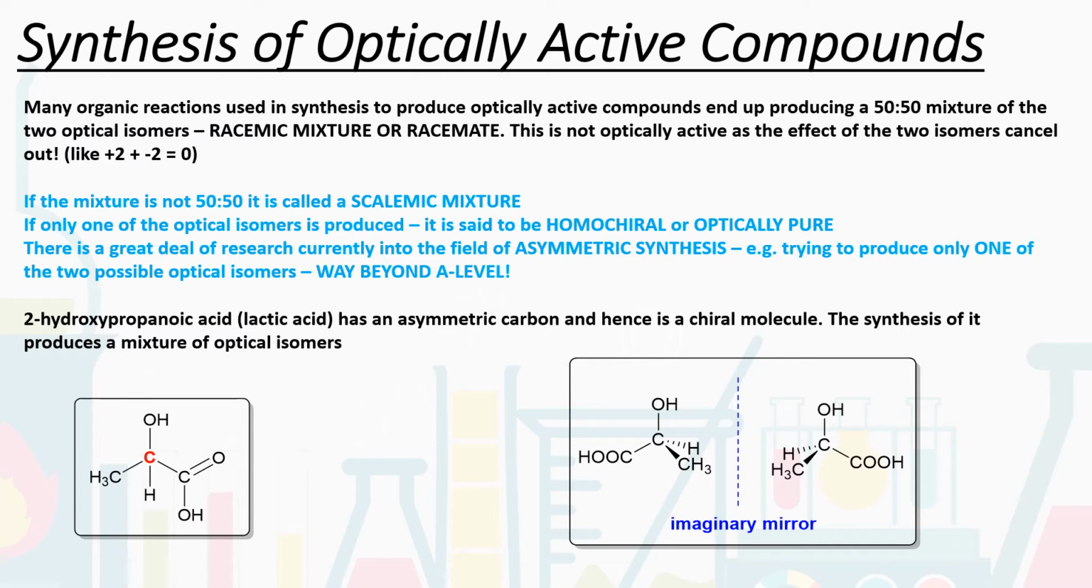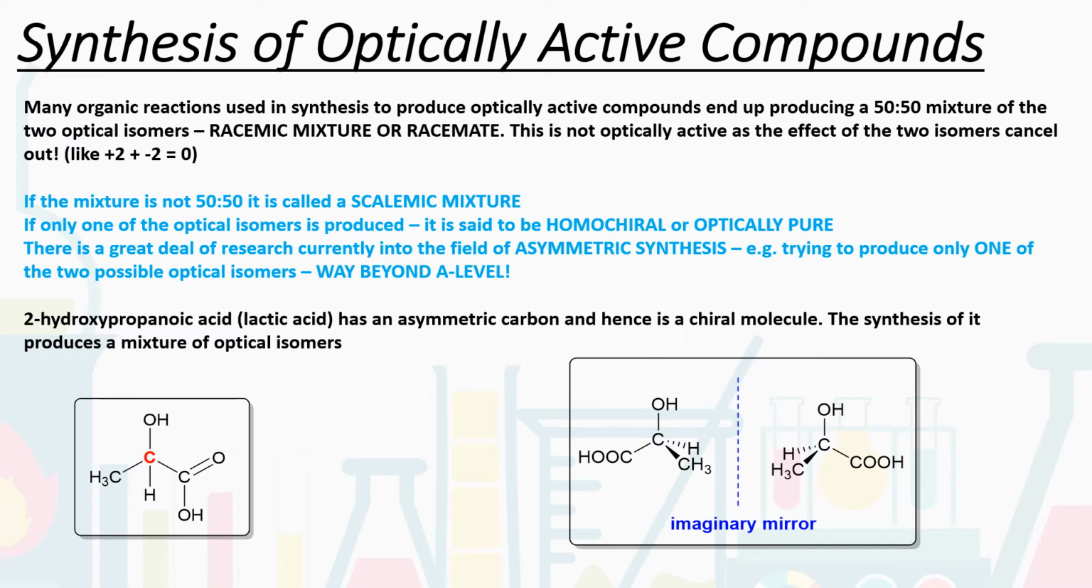And that's one way that we can tell if we have something that should be optically active, whether we have a racemic mixture, is to do this polarimetry and to see whether we have any rotation. Now, if the mixture is not 50-50, it's something that we call a scalemic mixture. If only one of the optical isomers is produced, this is said to be a homochiral or an optically pure mixture. And there's currently a great deal of research into the field of what we call asymmetric synthesis.